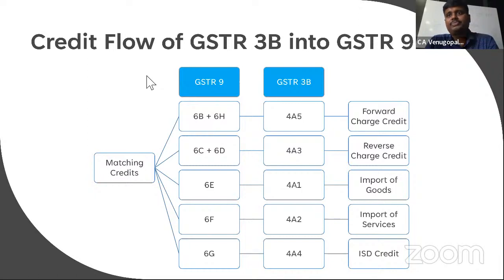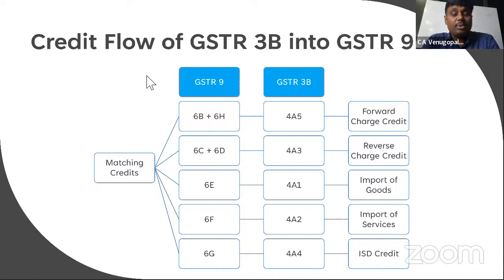Let me give you an example. Let's say I have imported goods through customs. While filing my bill of entry, along with my customs duty, I have discharged the IGST. Ideally, in my GSTR 3B, I should have reported it in 4A1. This is the place in which I should have reported it. But instead of reporting in 4A1, I made a mistake. I reported the IGST on import of goods in 4A5 (other) instead of 4A1.